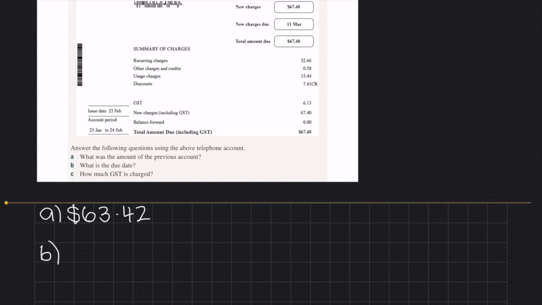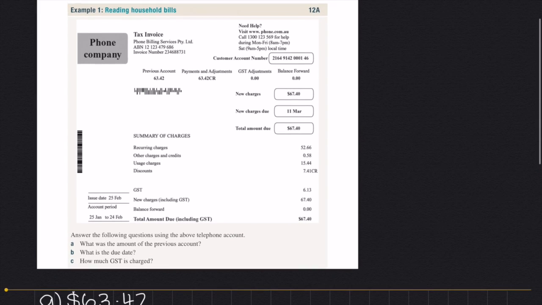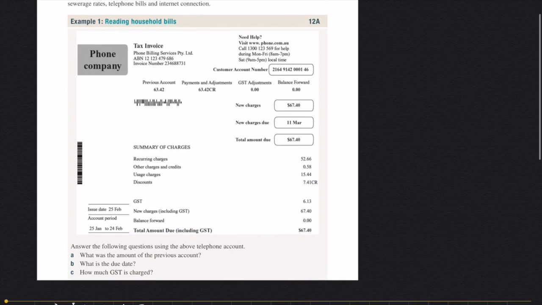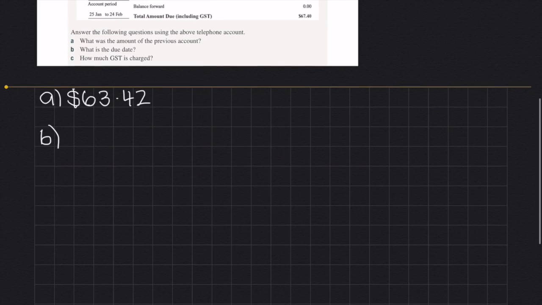Then for B, we look for the due date. What is the due date? So we go and we have a look on our bill and we look for our due date. So we look around and we see where it says the due date, which is here on the side. It says new charges are $67.40 and the new charges are due on the 11th of March. So we write down 11th of March.